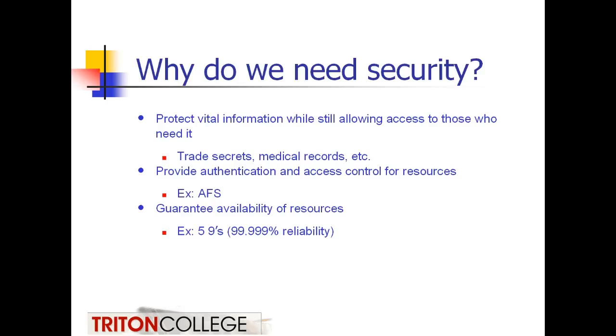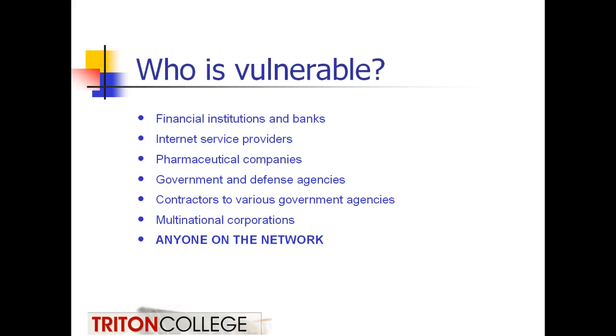And security also includes reliability, guaranteeing the availability of resources, and a holy grail for that is what we like to call the 5 nines, or the 99.99% reliability, like eBay or Amazon.com or any corporation. They don't want their stuff to be down.